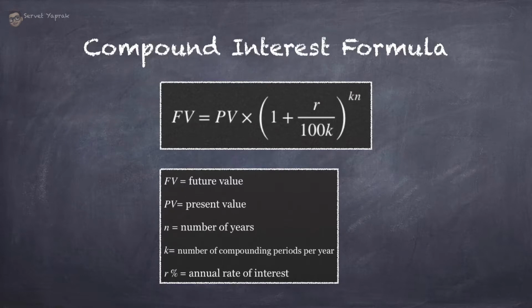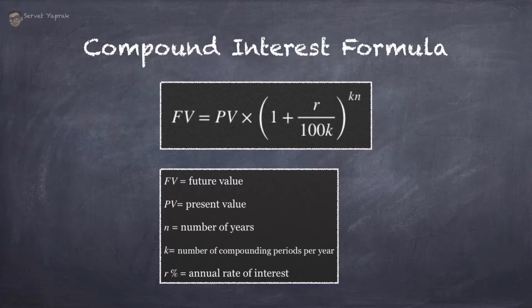In the formula booklet, you will see a compound interest formula, which will be given like this. FV equals PV times (1 plus r over 100k) to the power of kn. So there are too many variables, and let's see what they mean. FV means future value, PV means present value, n represents the number of years, k represents the number of compounding periods per year, and r percent is the annual rate of interest. So if it is 5%, we will take r as 5, not 0.05, but just 5, because 5%.